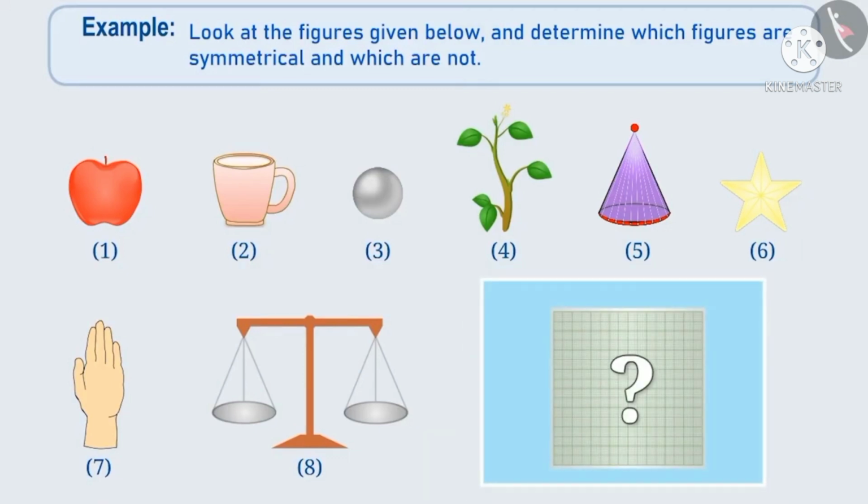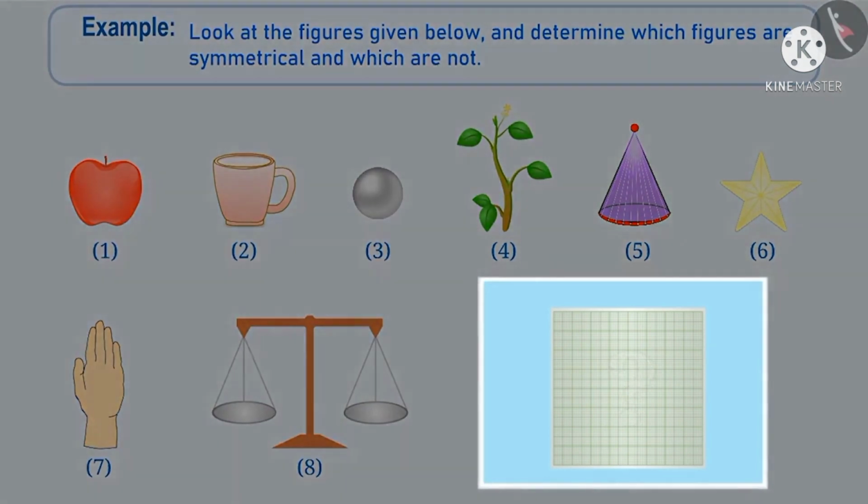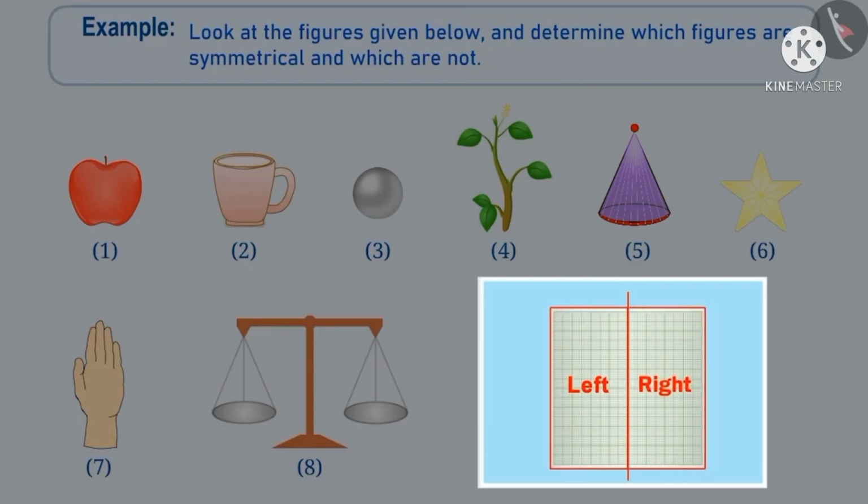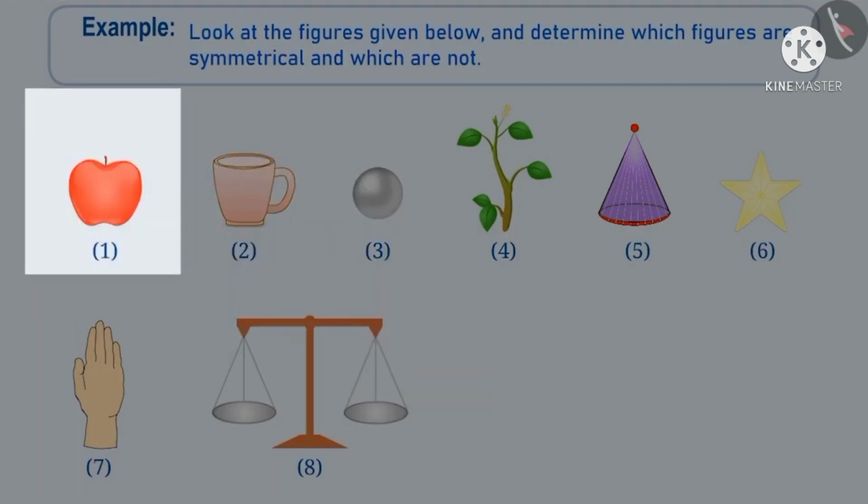To determine if a figure is symmetrical or not, we check that on folding the figure from the middle, the half on the left and the half on the right are completely identical to each other or not. That is, whether both the parts are like reflections of each other.